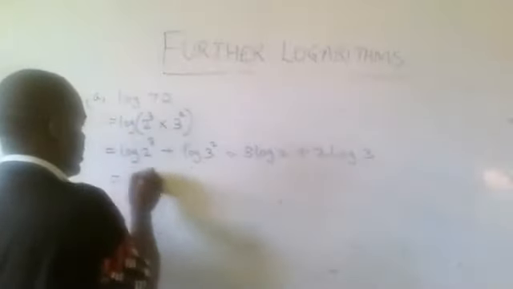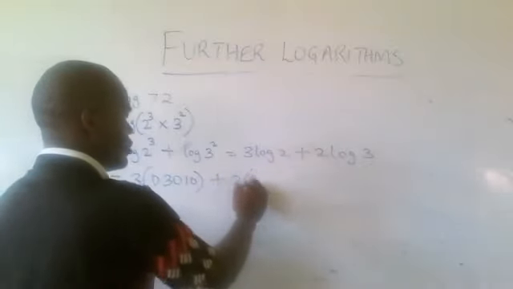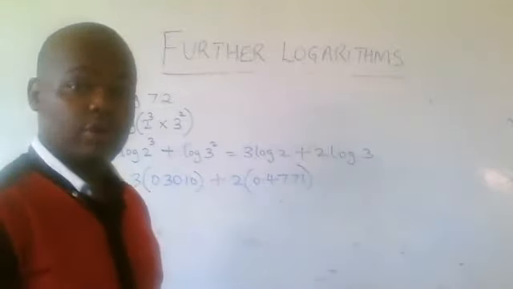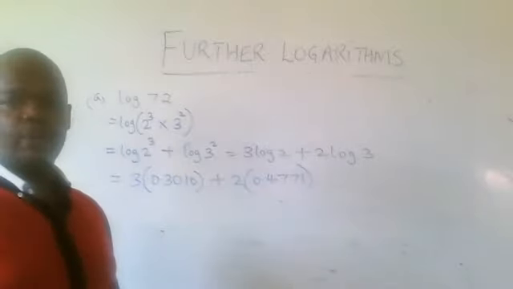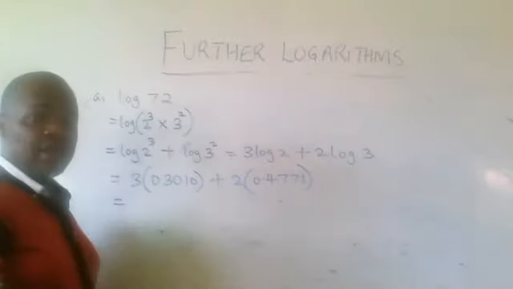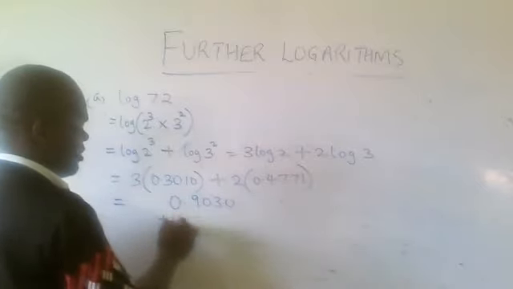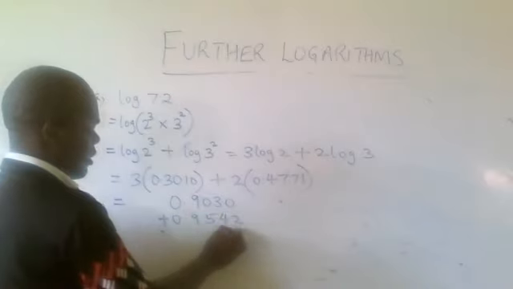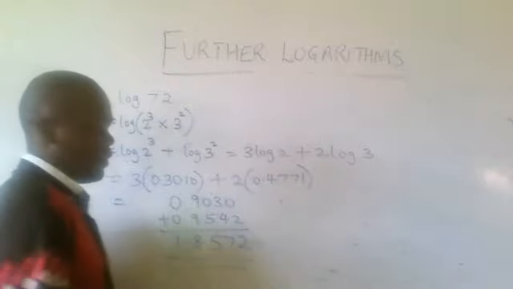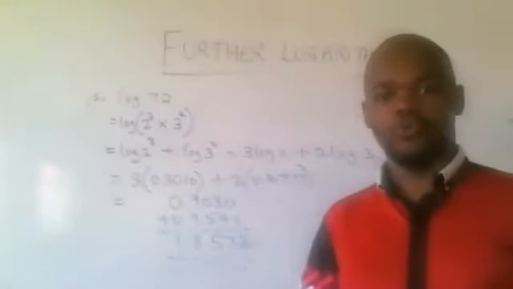And this is the same as 3 in brackets 0.3010 plus 2 into 0.4771. So you have to show the examiner that you are not using a calculator, and therefore this method is very, very important. So 0.3010 times 3, you get 0.9030, and then you add 2 times 0.4771, which is 0.9542. When you add, you get 1.8572. So the answer is 1.8572.